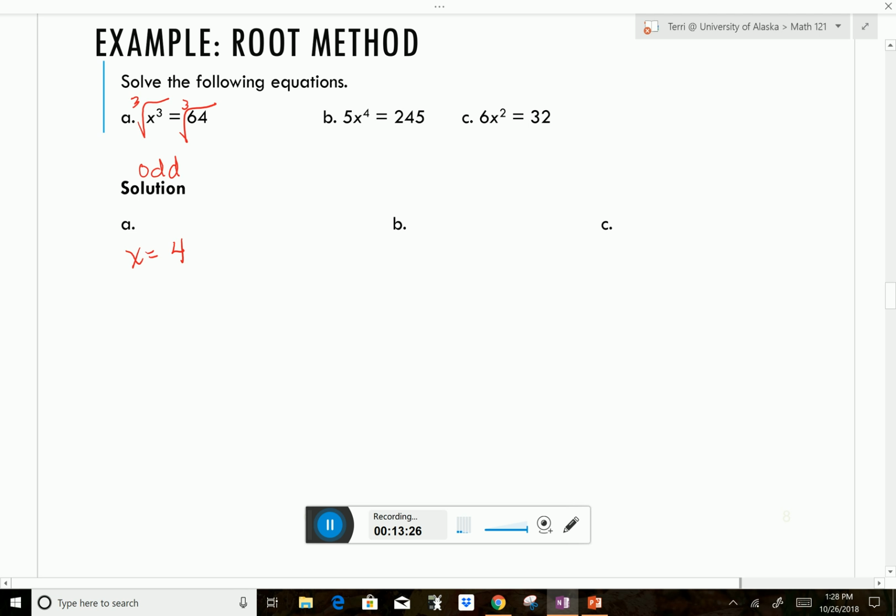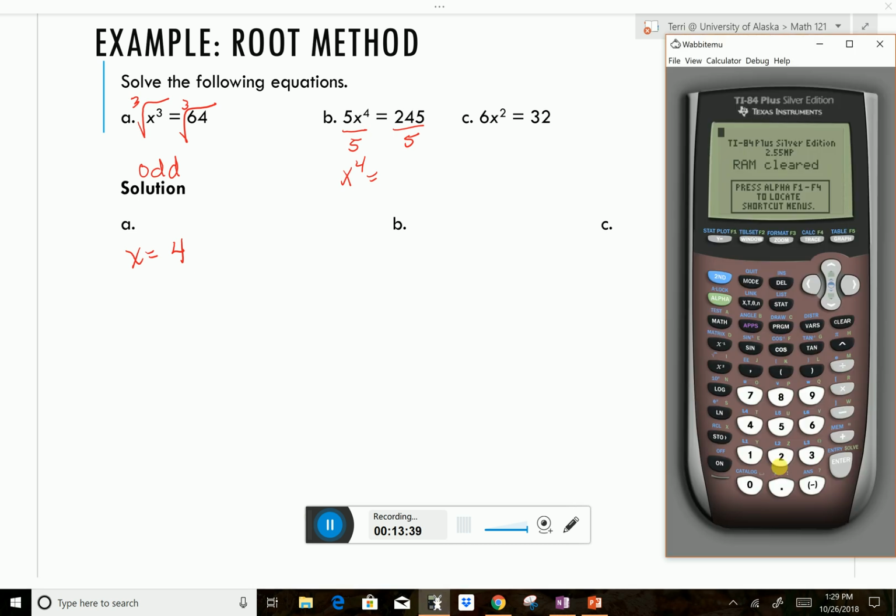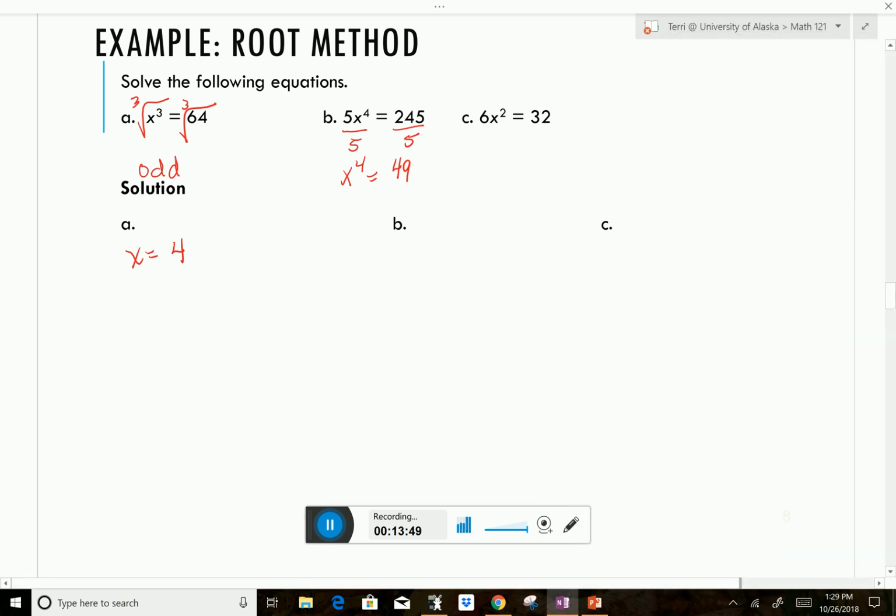Now let's look at this one. Let's isolate this. So we have x to the 4th equals, what's 245 divided by 5? Let's see. 245 divided by 5, 49. So that means if I take the 4th root of both sides, x equals, now here I've got to do plus or minus because I have an even root. Plus or minus the 4th root of 49.